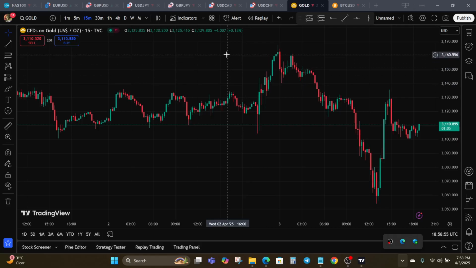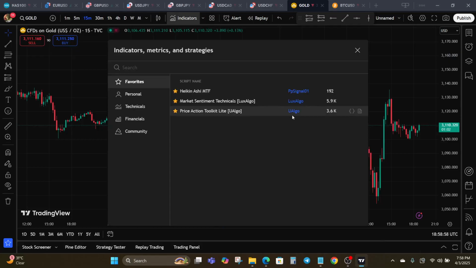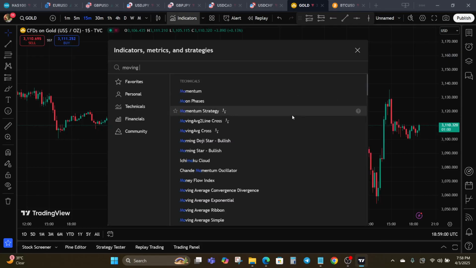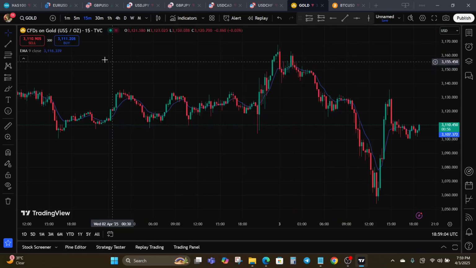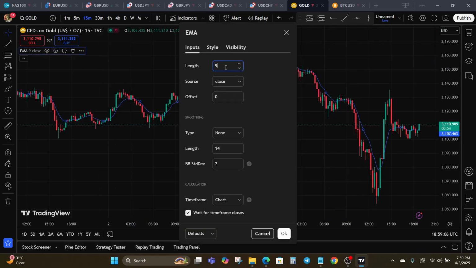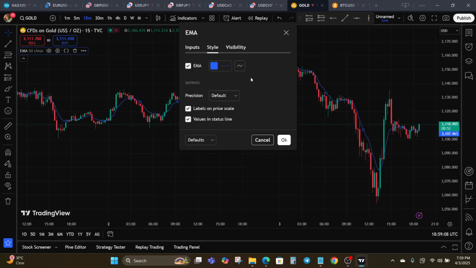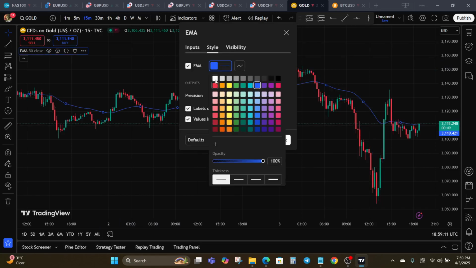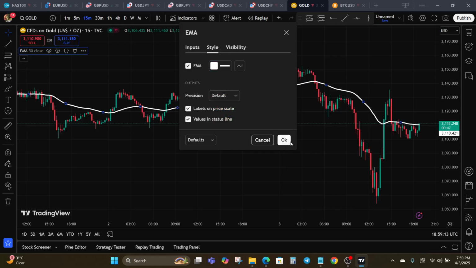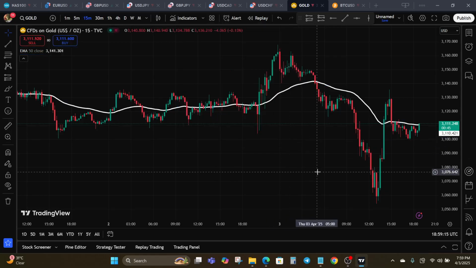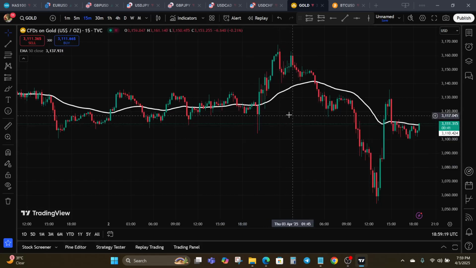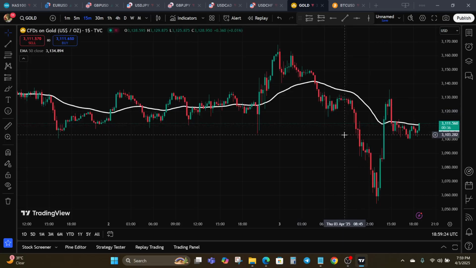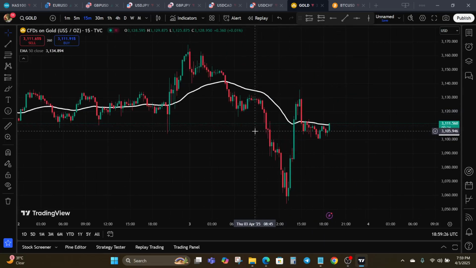All right, the first step is to add the indicators to the chart. So let us just add the indicators to the chart. First of all, let's just use the 50 EMA. So the first step is to identify the market trend with a moving average. We have to determine whether the market is trending up or down.